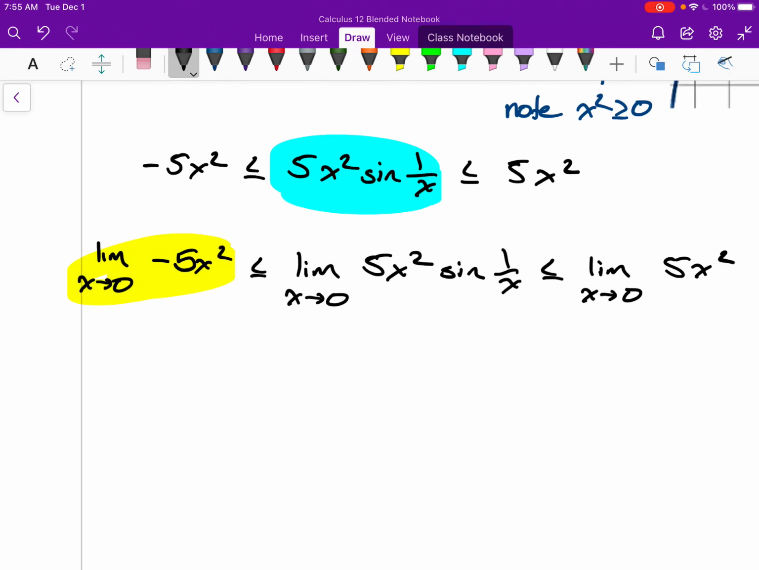So the limit of negative 5x squared as x approaches 0 is 0. I can visualize the graph of negative 5x squared as a parabola. And as x approaches 0, the vertex is right at 0, 0. Or I can just substitute 0 into x, and you get negative 5 times 0 squared. So either way, I know that equals 0.